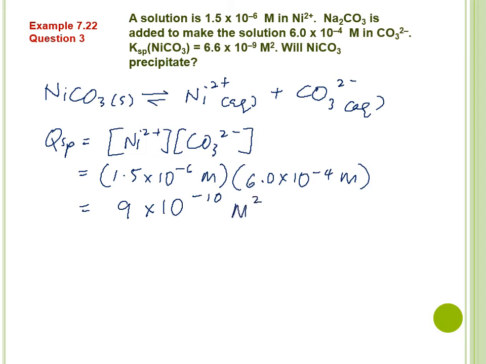This is smaller than the Ksp given. The Ksp is 6.6 times 10 to the power of negative 9. This one is negative 10. So it is smaller. The conclusion is Qsp is smaller than Ksp.